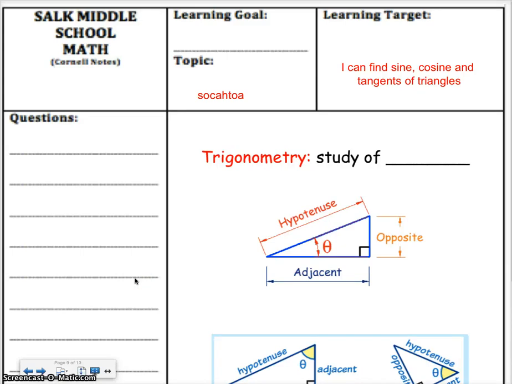Okay, we are moving into the next application of right triangles. In your learning target today, you're going to be able to find sine, cosine, and tangents given segments, angle measures of a right triangle. Our topic is really SOHCAHTOA, but I spelled it wrong. Gosh darn it, I forgot the H for SO. So it's S-O-H, C-A-H, T-O-A.